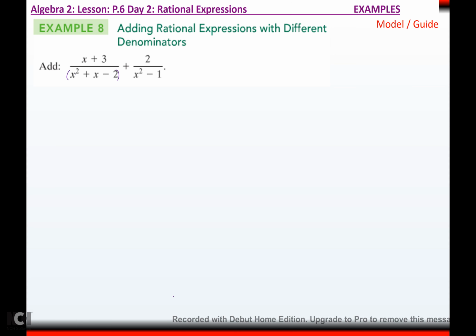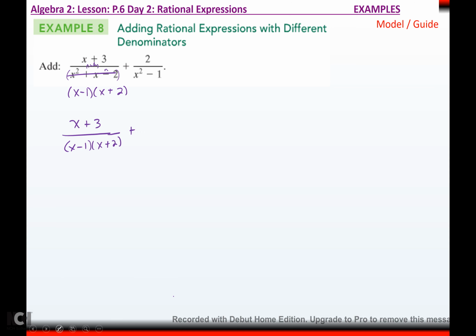So if I factor this, it should be an easy factor, x and x. Factors of 2 that make 1 are 1 and 2. C is negative, so only the bully gets the plus, he gets the minus. So I can rewrite that fraction as x plus 3 over x minus 1 times x plus 2.